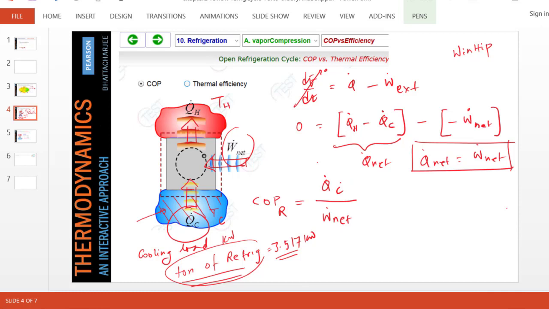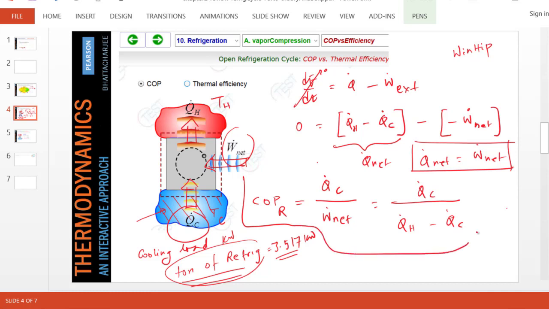COP is the desired heat transfer divided by the required energy transfer, Q dot C over W dot net. And as you see, we can express W dot net as Q dot H minus Q dot C. So we can write this formula simply in this term. So both these formulas are used. And this formula is the definition of COP, and we will apply it for an ideal cycle, actual cycle, vapor compression cycle, gas compression cycle, you name it. Any refrigeration cycle, this formula will be valid.